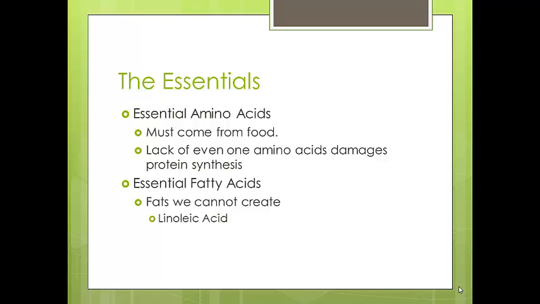Okay, now down to the essentials. Essential amino acids must come from food, and the lack of even one amino acid damages the process of protein synthesis.